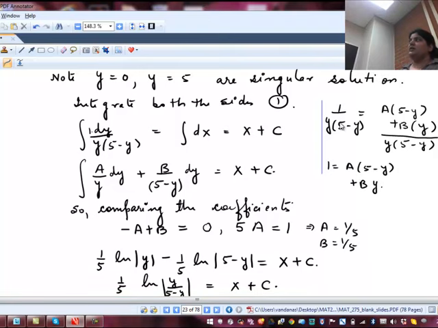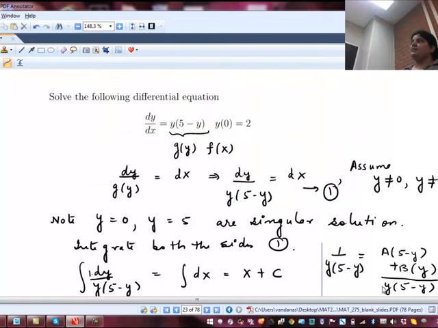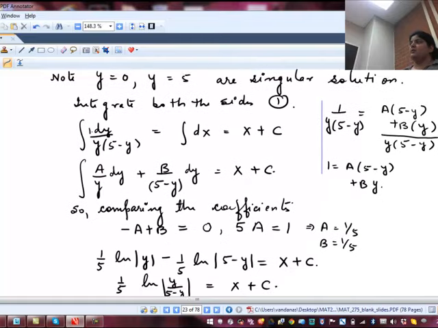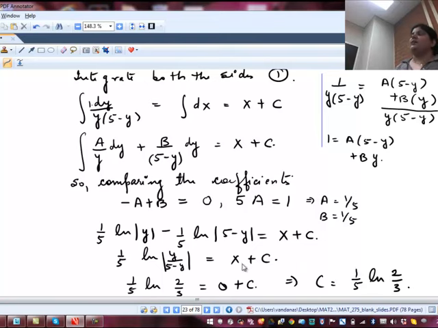So what are the initial conditions in this problem? y at 0 is 2. So let's apply those initial conditions to find c. If y is 2 at x equals 0, that means 2 over 3, right? 1/5 of ln of 2/3 is equal to 0 plus c. So this will imply c is nothing but 1/5 of ln of 2/3. Now at this point I would say there is a lot in this differential equation.